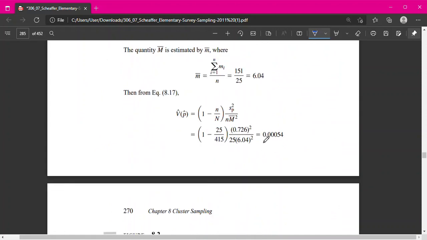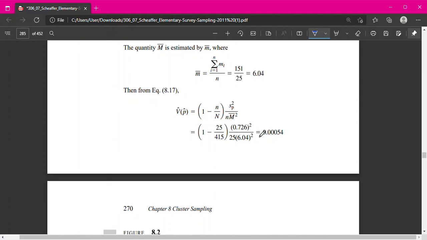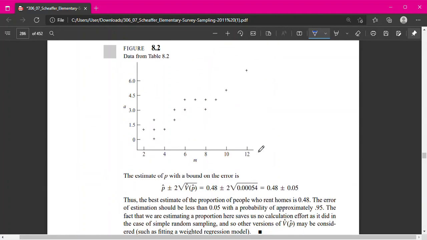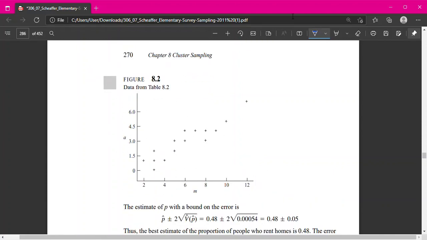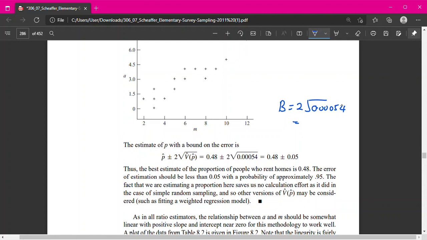So we got the variance of the proportion is 0.00054. So in order to find the bound, this is the bound. The bound will be 2 multiplied by the square root of 0.00054. We get the bound value, which is 0.05. And we can also find the 95% confidence interval for the proportion by P hat plus minus bound.